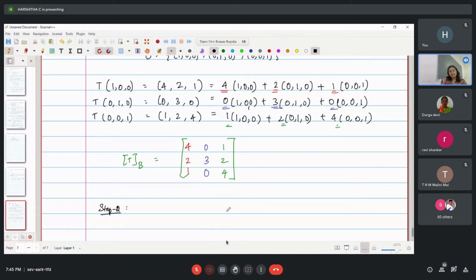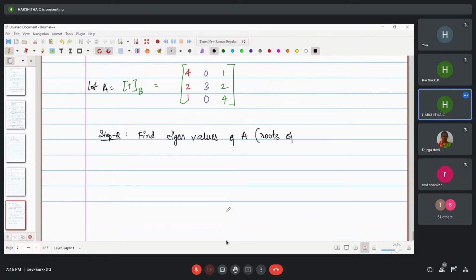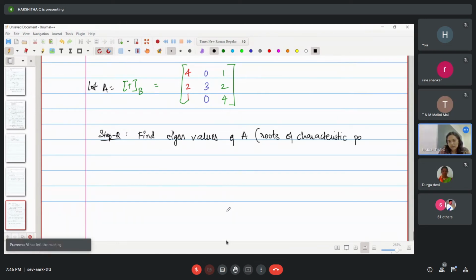The next task is find eigenvalues of this. Okay, for simplicity, let me call it A. So find eigenvalues of A. How do you find eigenvalues? It is nothing but the roots of the characteristic polynomial. So how do you find the characteristic polynomial? It is nothing but the determinant of xI minus A.